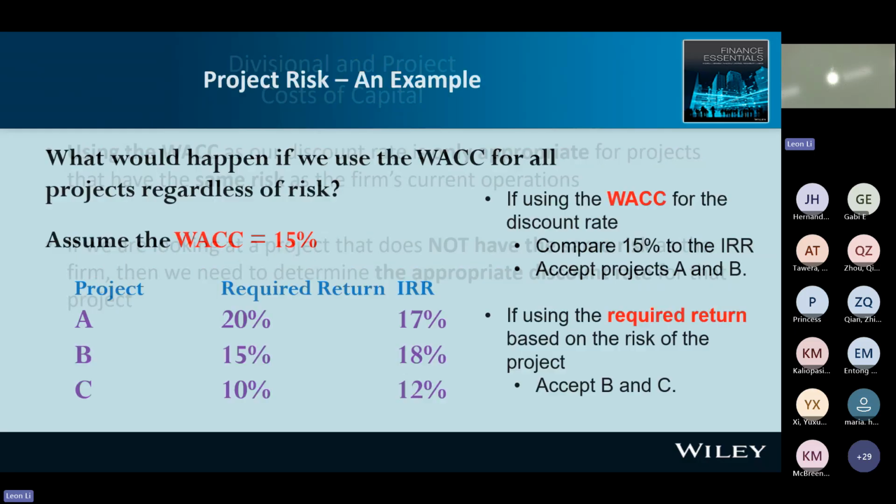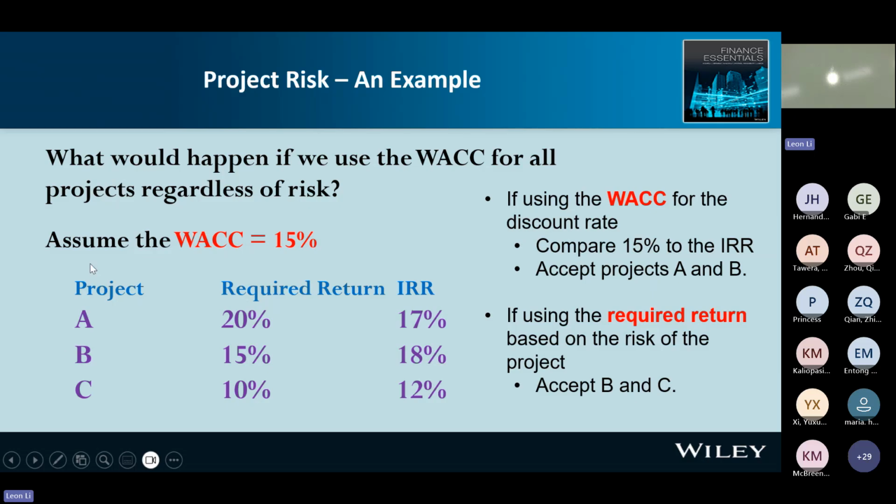All right. So next slide, we give you the example. Consider you are a company manager. You have 3 projects, project A, B, C. For each project, we have the IRR, the internal rate of return, and the required return based on the risk. You can see A has a higher required return, 20%, so A is higher risk. C has a lower required return, so it is low risk.